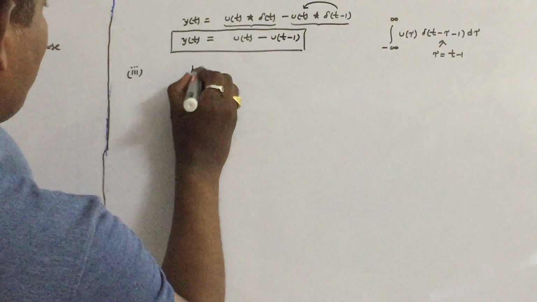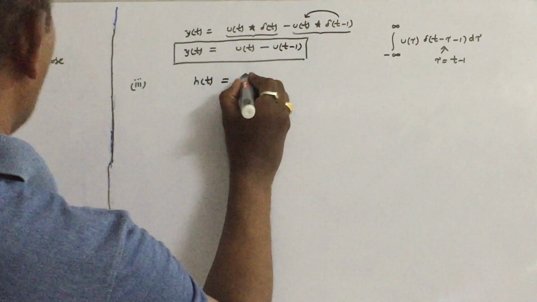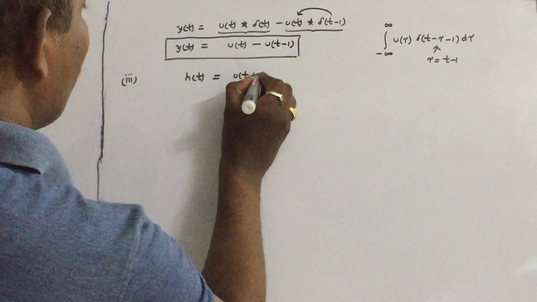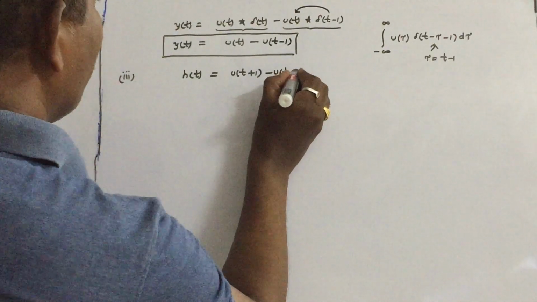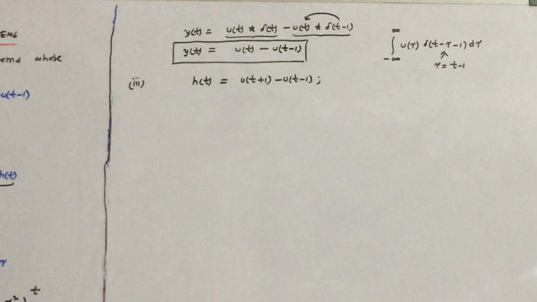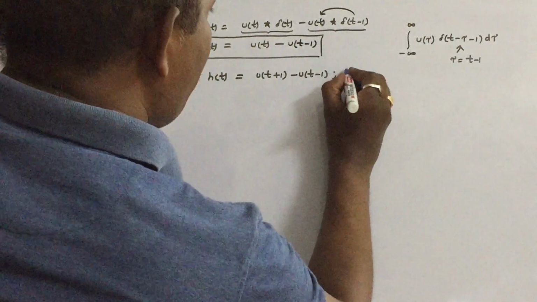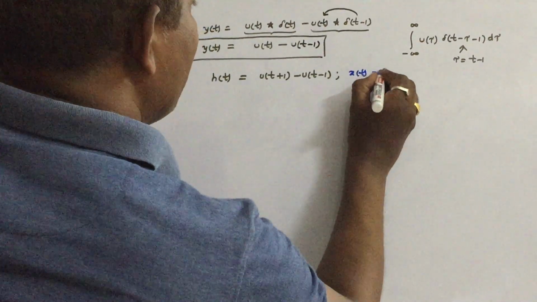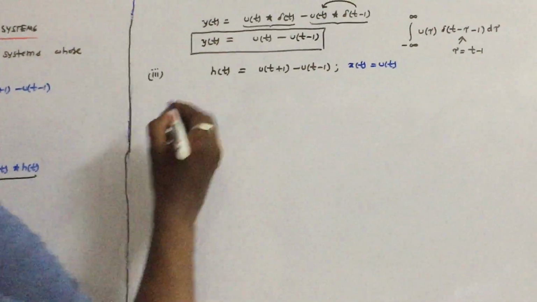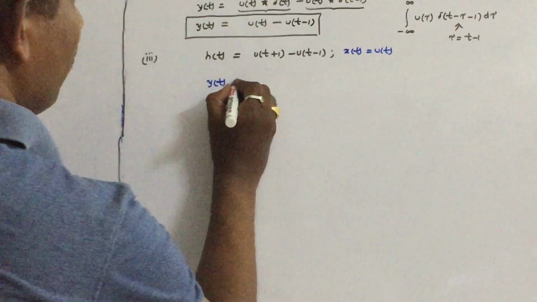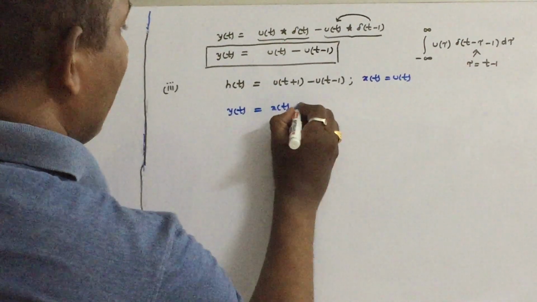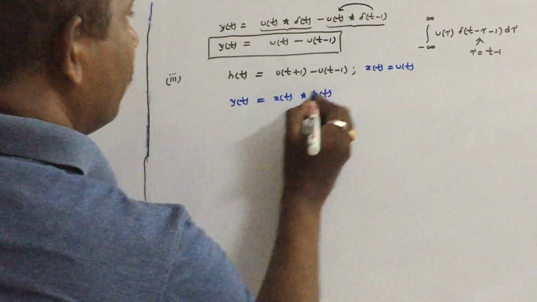So what is the impulse response given? h(t) is equal to u(t+1) minus u(t-1). To the system we are giving the input as the unit step, that is u(t). So what is the formula for the response y(t) of the system? x(t) convolution with h(t).